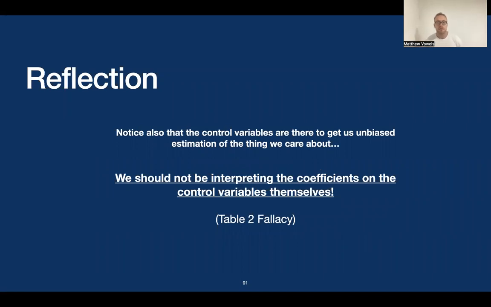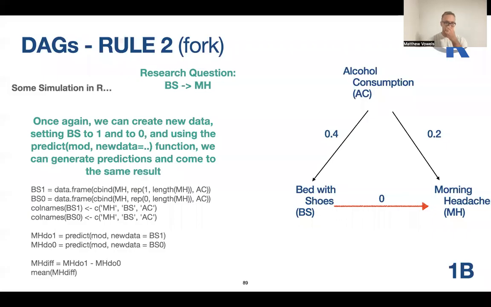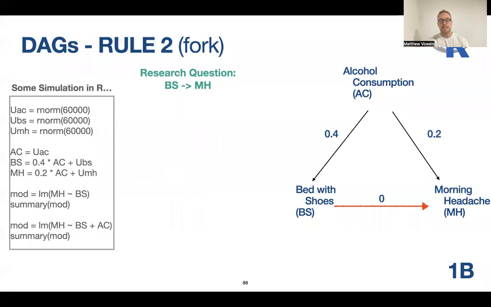Notice also that the control variables are there to get us unbiased estimation of the thing we care about. We will talk about this more in the backdoor criterion section. But note that, for instance, in this alcohol consumption case, we included alcohol consumption not because it was our research question, but because it was necessary to give us unbiased estimation of the effect that we care about. And in some cases, the resulting coefficient on alcohol consumption will be meaningless. In this case, it wasn't.